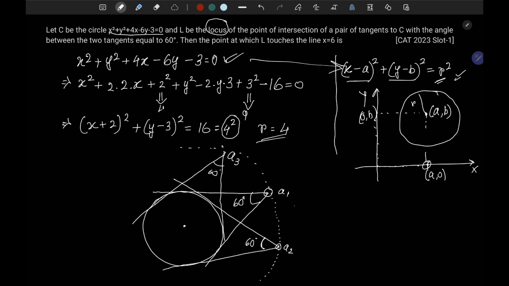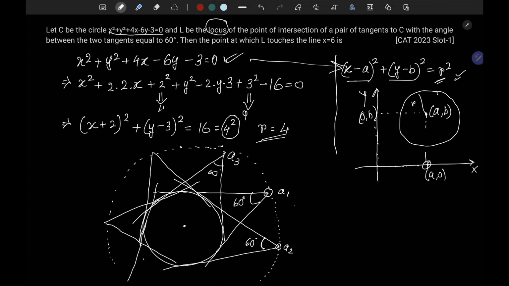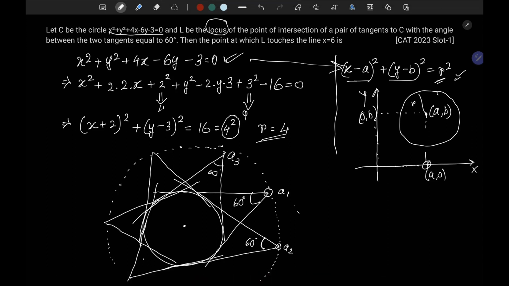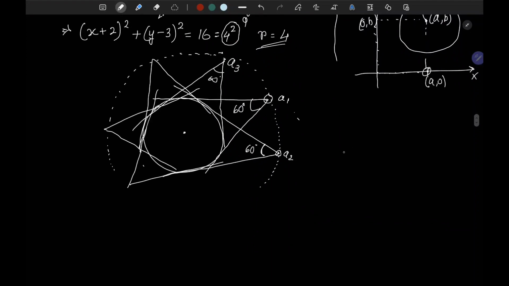And what kind of curve is that? That is also a circle. For example, we could have had these two tangents, and these two tangents. All the intersection points of all these tangents would have lain on this curve. So we understand up to now that if this is my circle C, this would be our locus L.